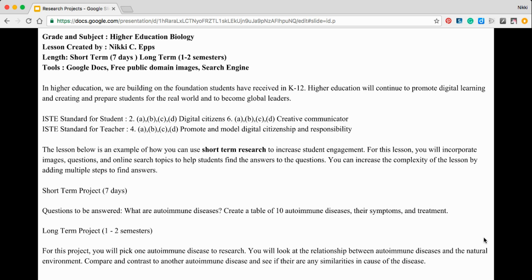So all of these lessons were examples of how you can make short and long-term research projects for your students to increase engagement within the classroom.